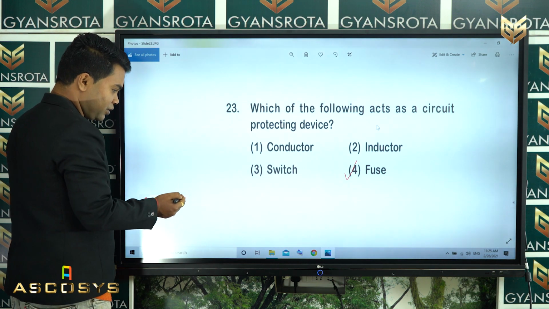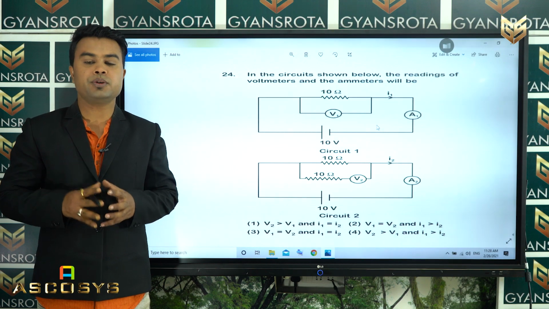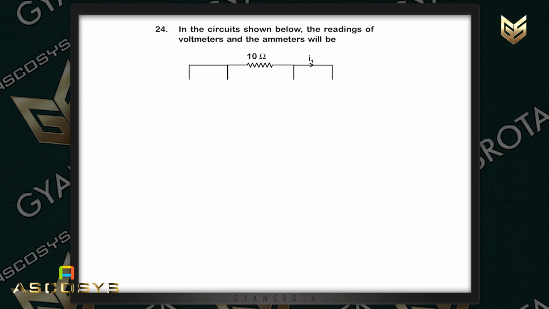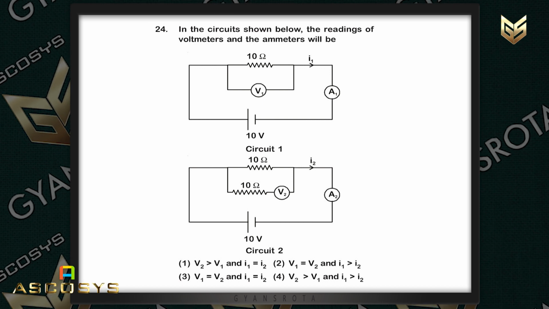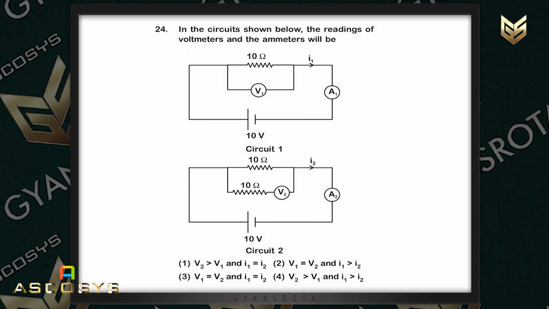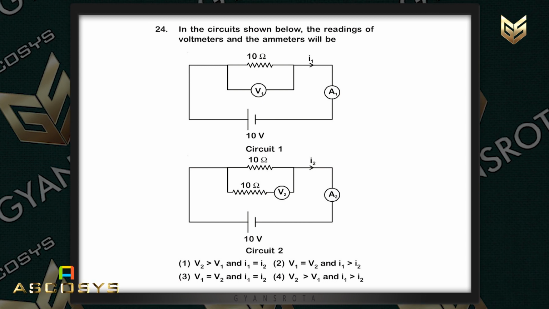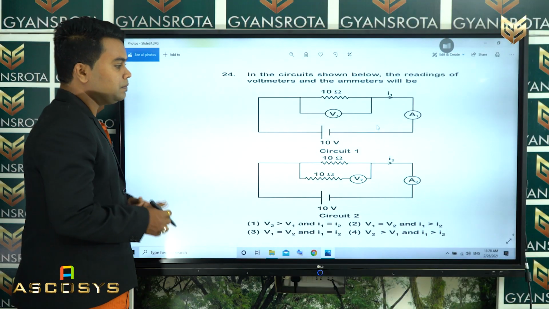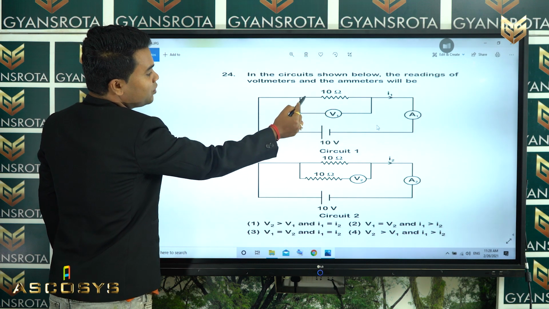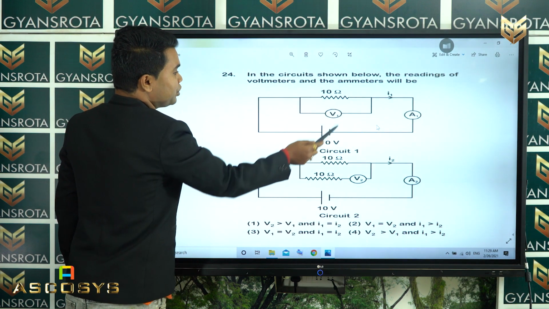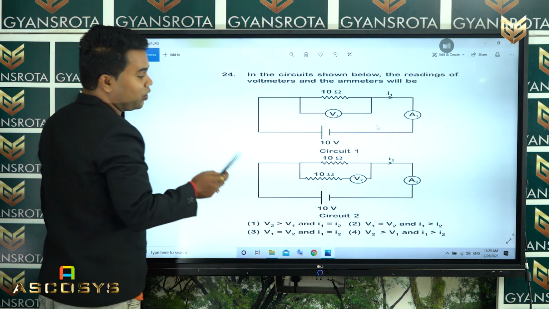Now let us move to the next question, that is question number 24. Now we will be discussing question number 24, which says, in the circuit shown below, the readings of the voltmeter and the ammeter will be. If you can look at the diagram, you need to calculate its voltage and its current. Now please look at it very carefully. If you see, this 10 volt is connected to this resistance 10 ohm in these 2 points. The potential difference across this 10 ohm will be nothing but your 10 volt only.